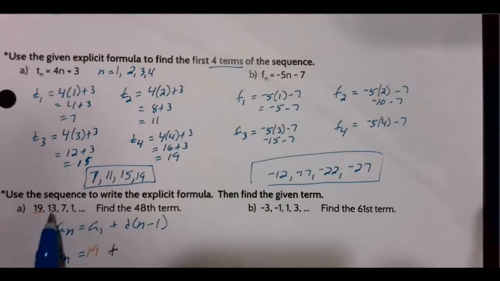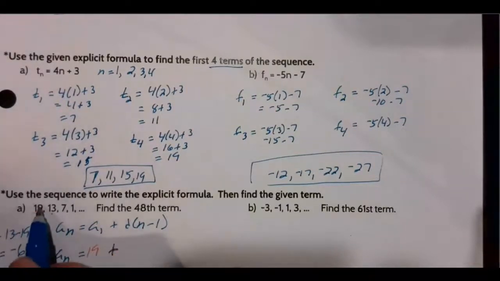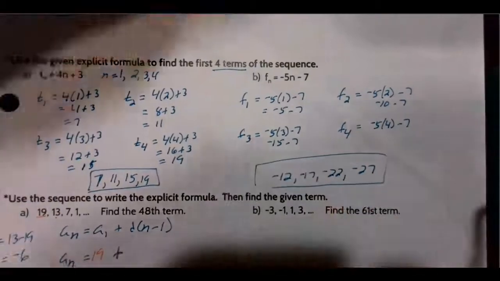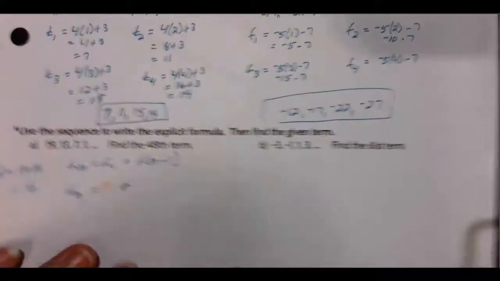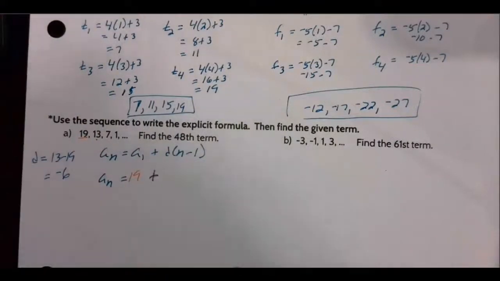Now we have to find the difference. So what is the difference? Remember, to find the difference, I'm going to take the second term minus the first term. I get negative 6. I take the second minus the first to find what the difference is. Okay? So now I found a difference of negative 6.